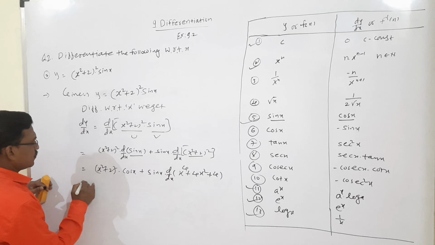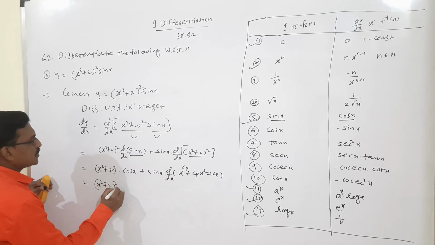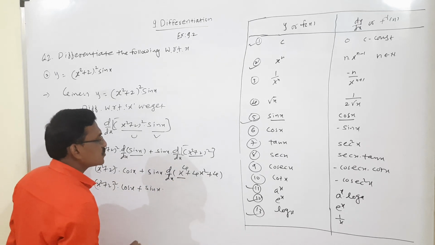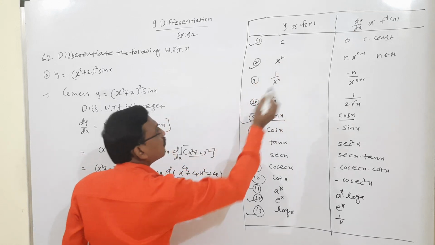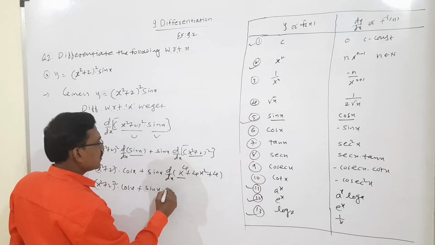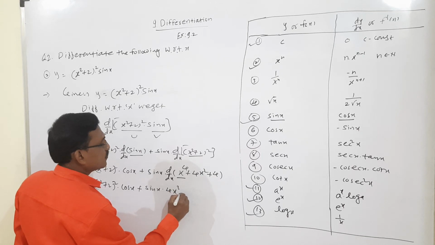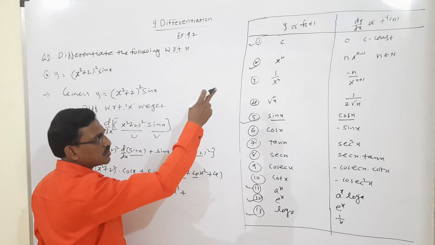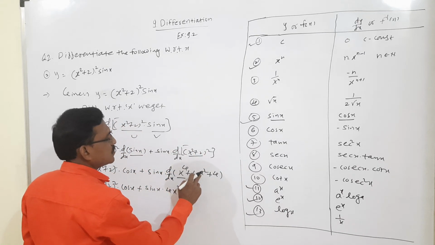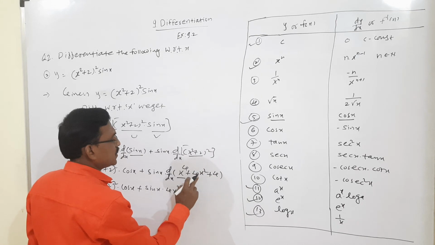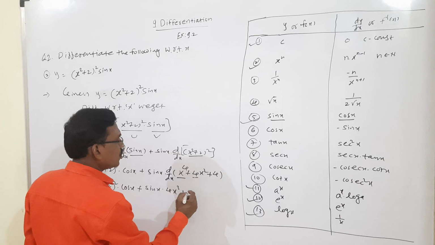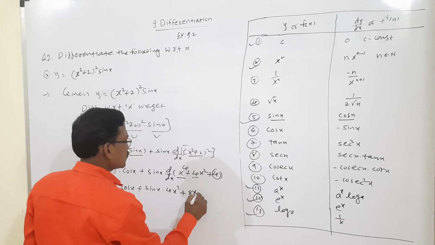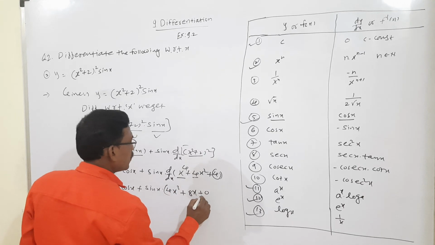Now we take its derivative, so (x square plus 2) whole square into cos x plus sin x into derivative of x raised to 4. By using x raised to n, it is 4 into x raised to 4 minus 1, which is 3, so 4x cube. Then plus derivative of 4x square, which is 2x, so 4 into 2x is 8x, and derivative of the constant is 0, so plus 0.